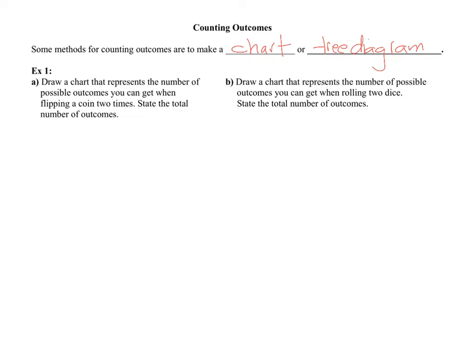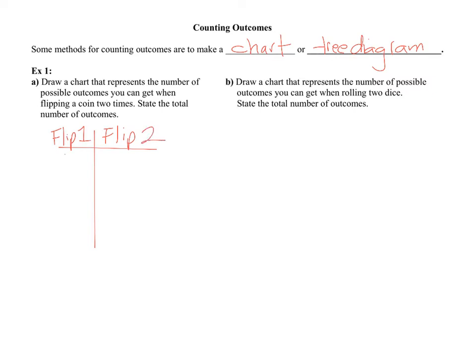Example 1. Draw a chart that represents the number of possible outcomes you can get when flipping a coin 2 times. State the total number of outcomes. Let's make a little chart. This is going to be flip 1 for the first coin and flip 2 for the second coin. Alright, so what are all the possibilities?